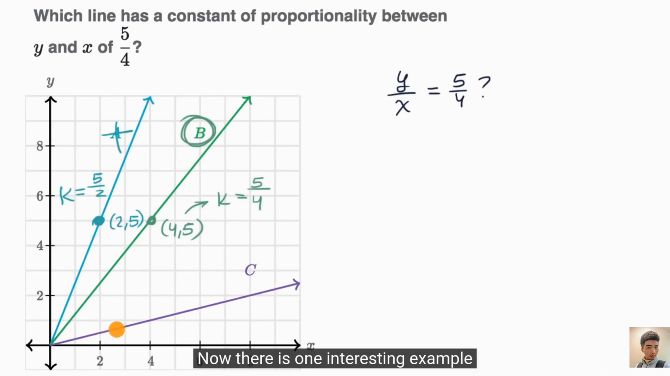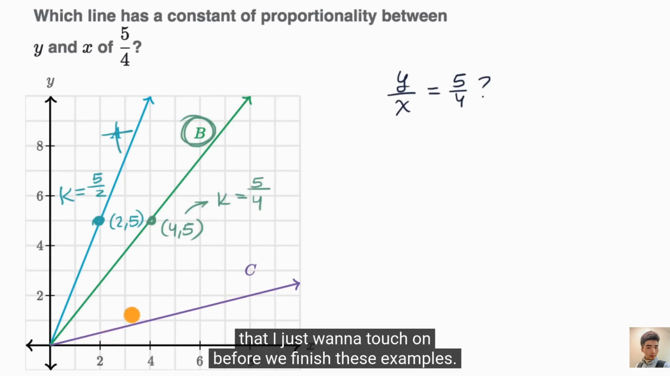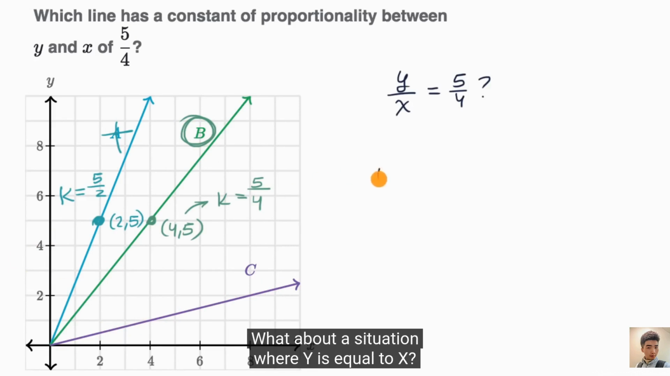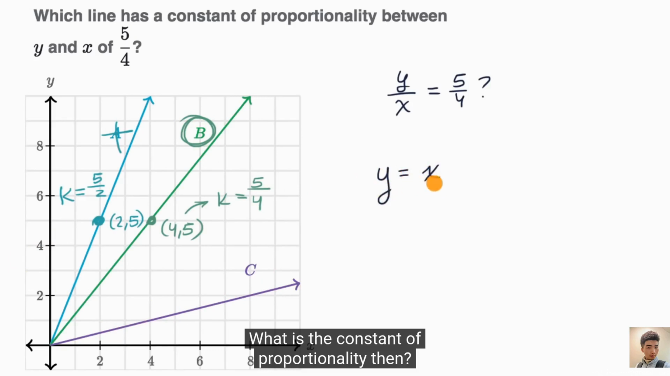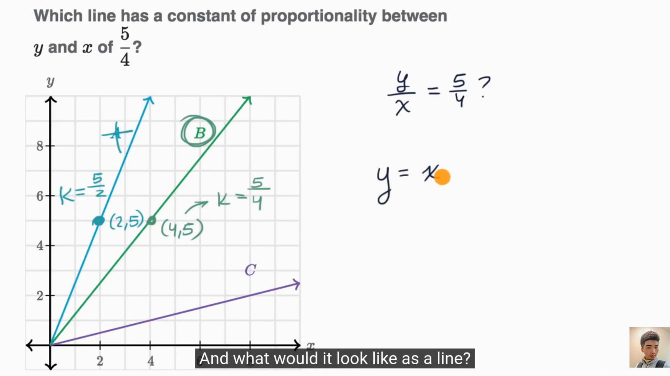Now there is one interesting example that I just want to touch on before we finish. What about a situation where y is equal to x? What is the constant of proportionality then? And what would it look like as a line? Pause this video and think. Well, there's really nothing new here. It's just that you might not really see the constant of proportionality when it's expressed this way. But y is equal to x is the same thing as y is equal to 1 times x. And so then it might jump out at you that the constant of proportionality is 1.